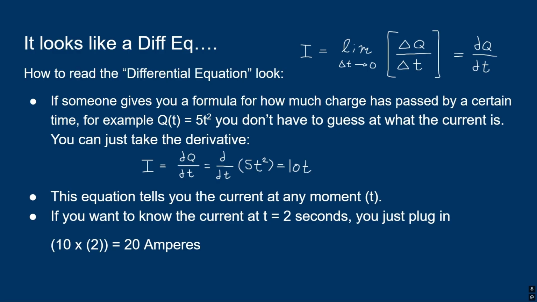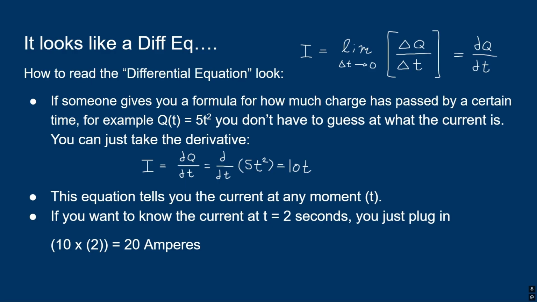If someone gives you a formula for how much charge has passed by a certain time, for example, q of t equals 5 times t raised to the power of 2, you don't have to guess at what the current is. You can just take the derivative. That is, I, the current, equals dq over dt, which is the change in q with respect to t, equals the derivative with respect to t of 5 times t raised to the power of 2.